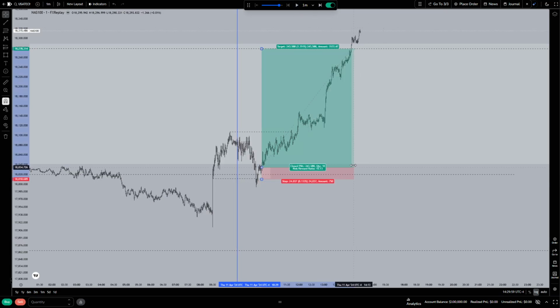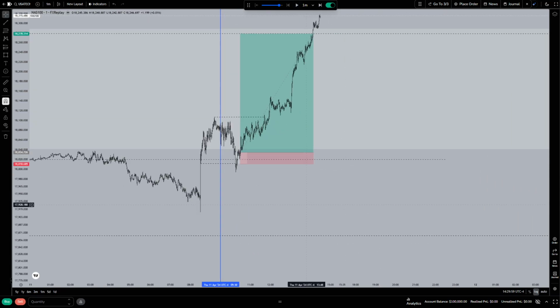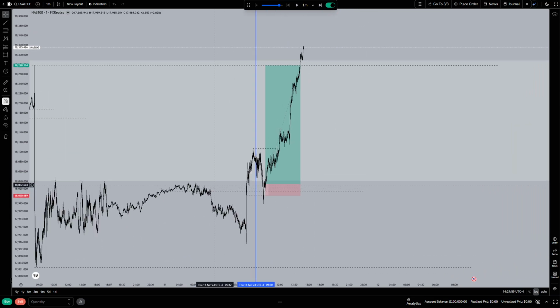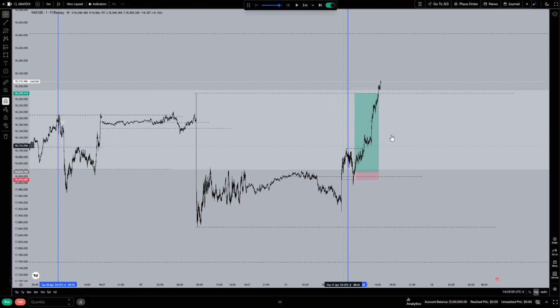Pretty clean setup, don't you think? Now, as for the next day, currently we're on Thursday. Let's see what Friday does. Again, we are above in premium. So I expect this to go bearish.